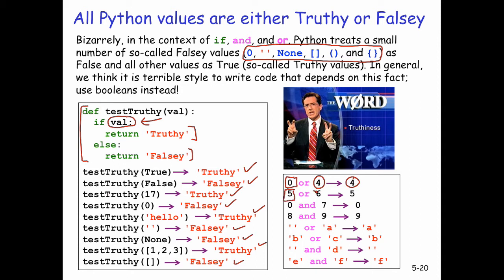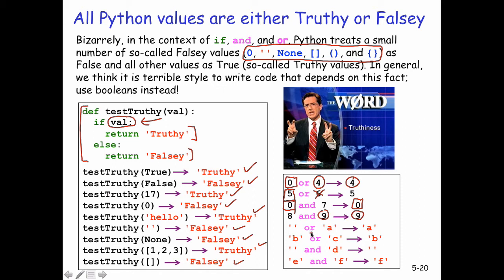So we don't even evaluate this expression here, and we just return the first truthy value. With an and, what happens there? Well, in an and, if the first value is falsy, we know that the whole result must be falsy, and we just return whatever that falsy value is. But if both values are truthy, we return the second truthy value, which in this case happens to be 9.